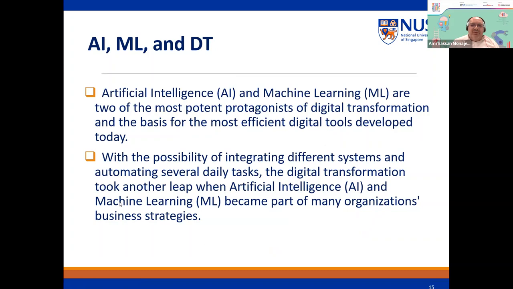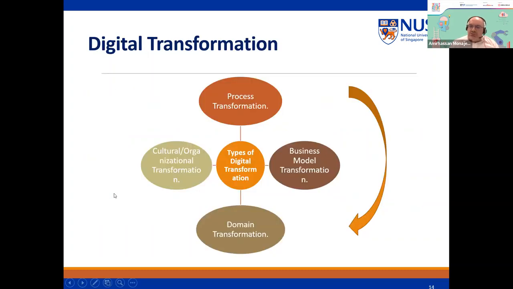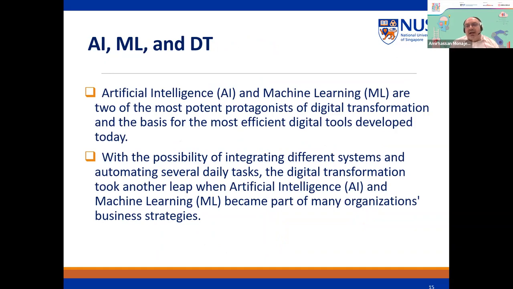So now, after finishing the definitions of AI, machine learning, those two disruptive technologies, and a brief review of how digital transformation can help us as a person or as a business, let's see what AI and machine learning have to do with digital transformation. Digital transformation actually needs AI and machine learning simply because now we have data, and we need to extract that data.